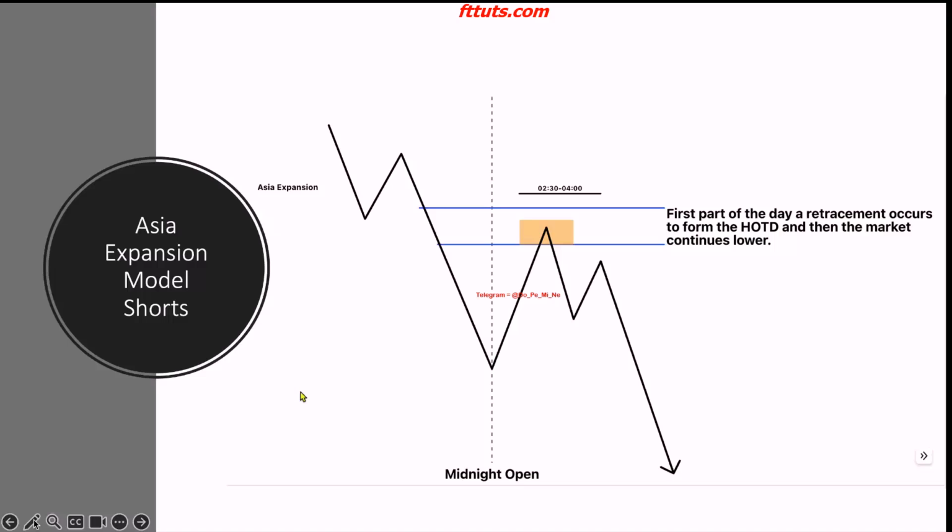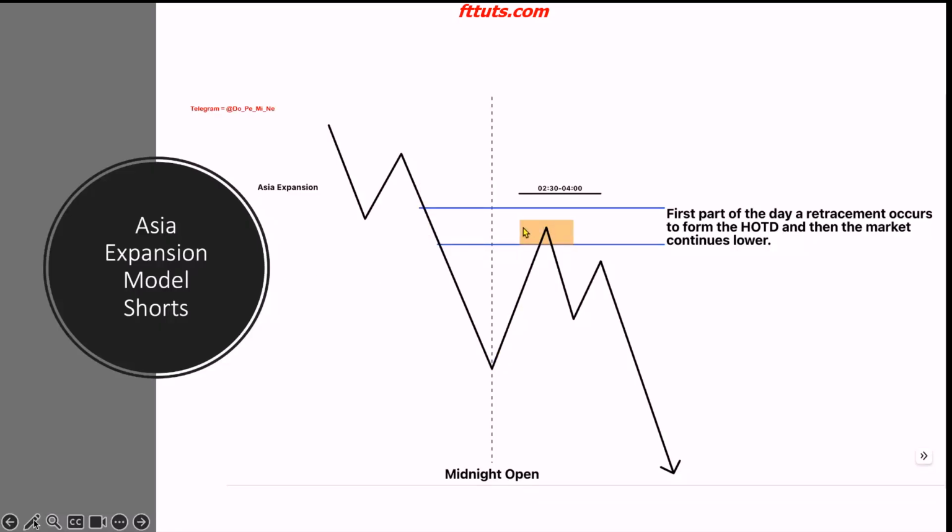The next model that we will be looking at is the Asia expansion model for shorts. This model sets up when Asia is an expansion leg lower, so that means during the Asia session we saw speed and velocity to the downside. Then from the midnight opening or around the midnight opening, we want to see a retracement occur into an imbalance that formed during the Asia session.